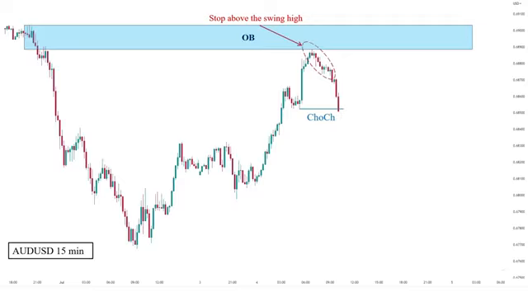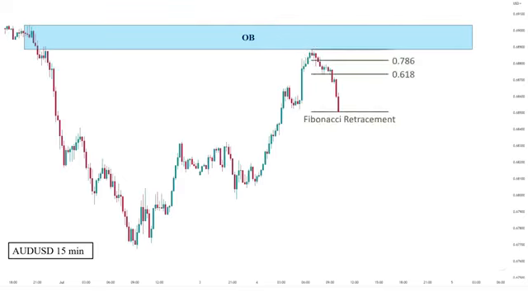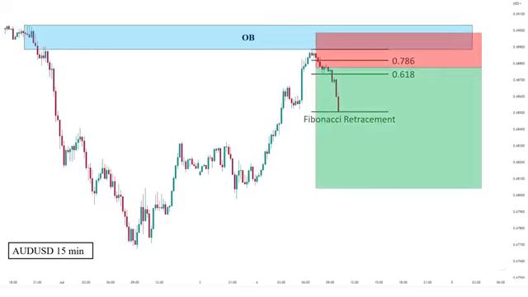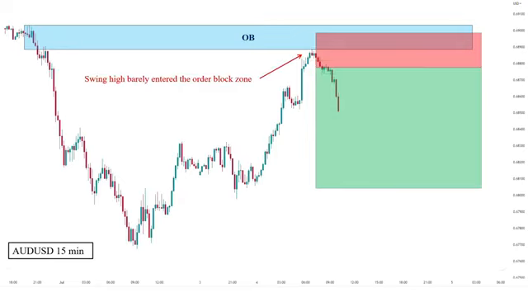In situations like this, we enter the market with retracement levels. We open Fibonacci retracement and place the sell order precisely in the middle of 0.618 and 0.786 levels. We want our stop loss wider this time because we are early sellers since the swing high barely touched the 4 hours order block. Usually, the market likes to hunt the stop loss of early sellers.